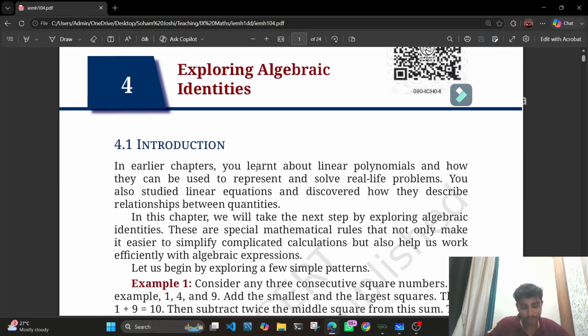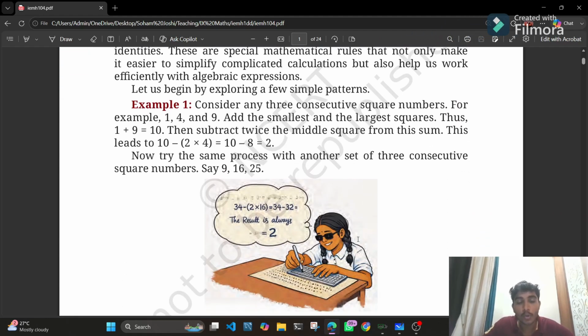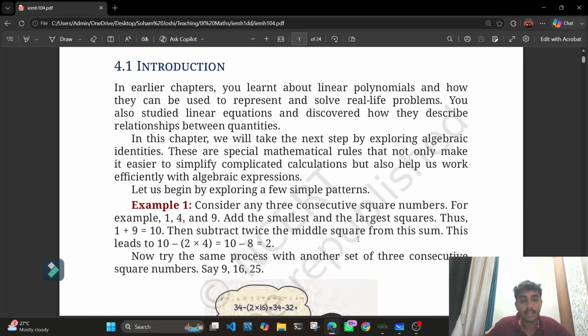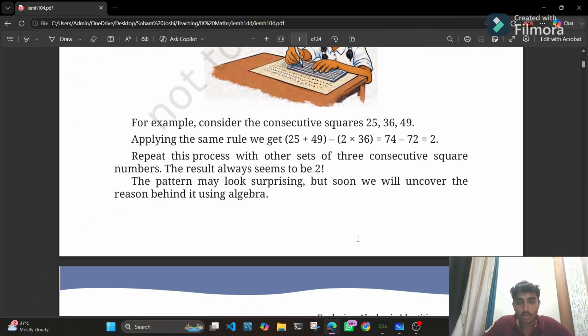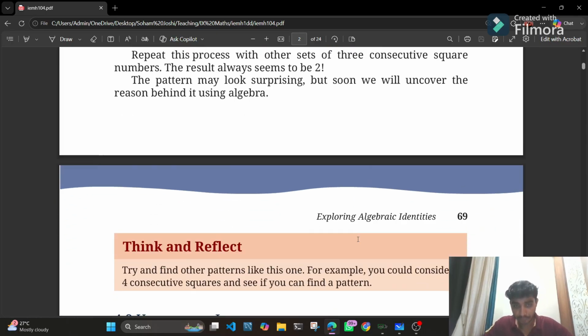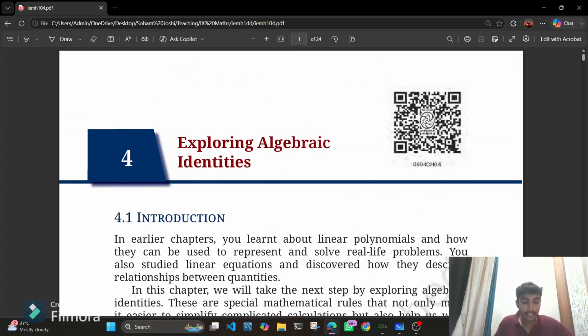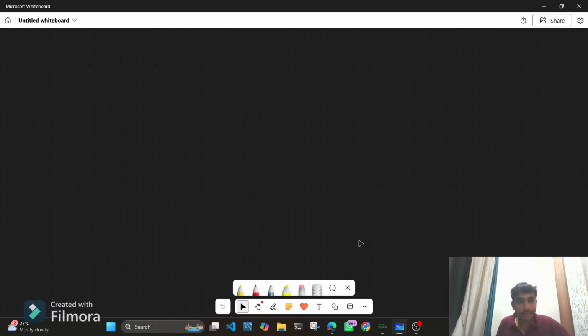So earlier, in the second chapter, we learned what are linear polynomials, how do we solve linear polynomials, and what is the use of linear polynomials. Today in this chapter we are going to learn about some identities that we use in mathematics to make calculations easier and more convenient. Firstly, we'll be starting with our first identity, that is the whole square.